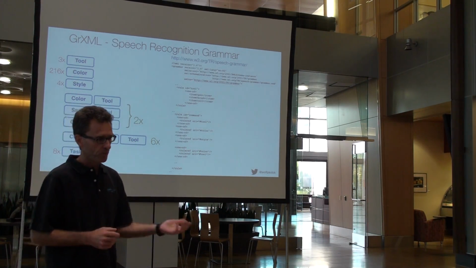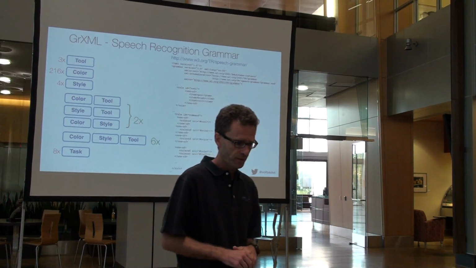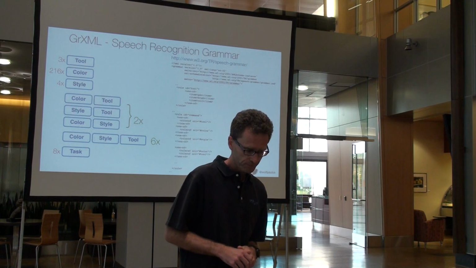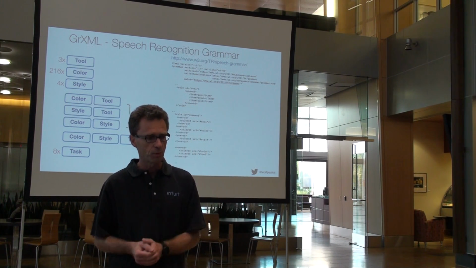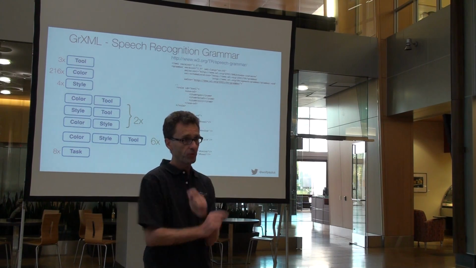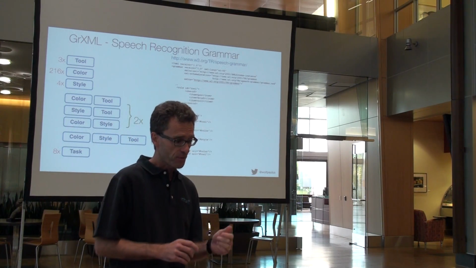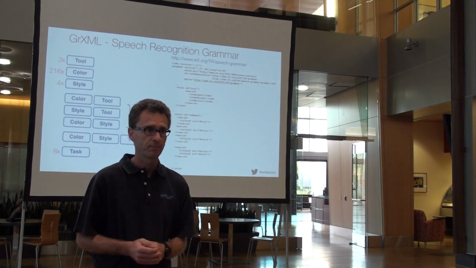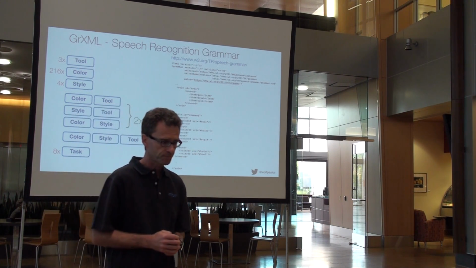You can just start with the tool. You have 3 of them. You can say a color, like I said, 216. You have 4 styles. And well, you can also say a color and a tool, a style and a tool, a color and a style. You can also reverse the order. It gives us twice the options. Or you can say all 3 things, color, style, and tool. So it creates another 6 permutations.